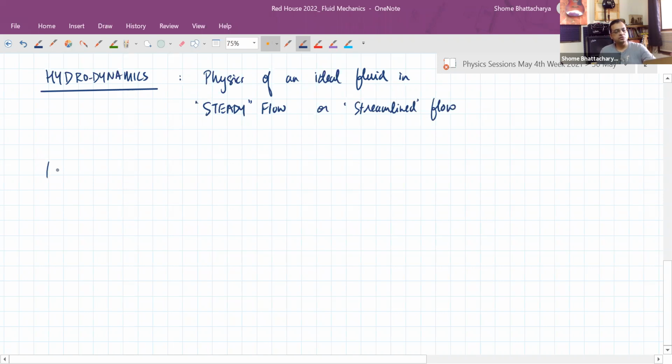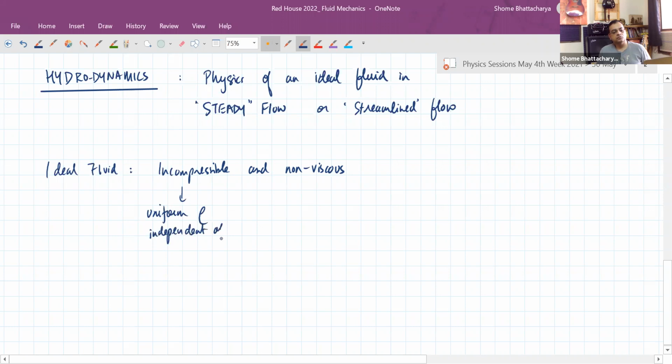So ideal fluid we've already seen before. Ideal fluid is a fluid which has two important properties. It is incompressible, and non-viscous. So incompressible means it has a uniform density, which is independent of pressure. And non-viscous means the coefficient of viscosity is tending to 0. So that also means that there are no non-conservative drag forces.